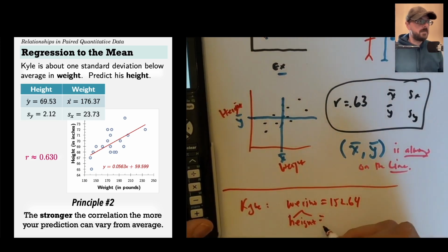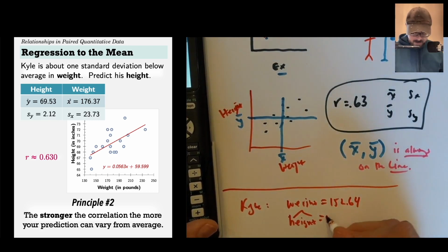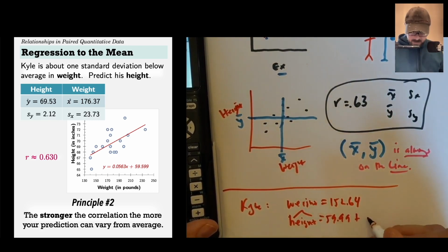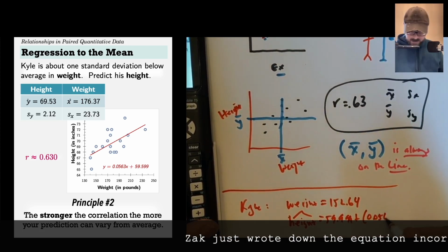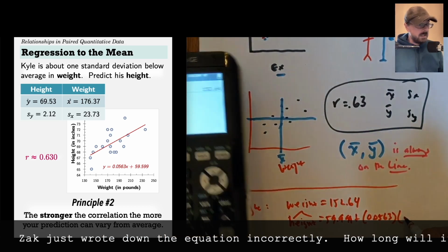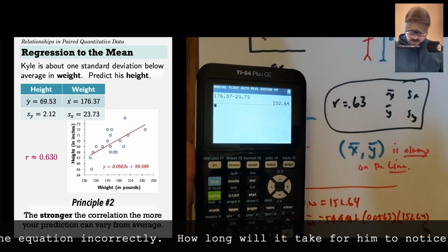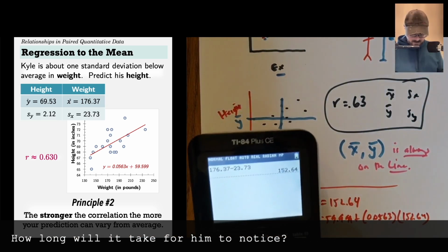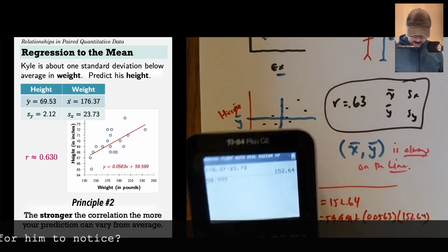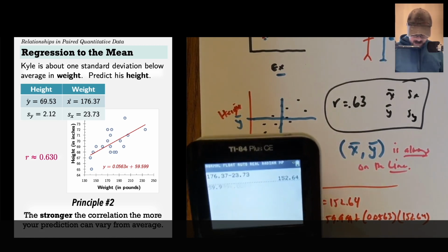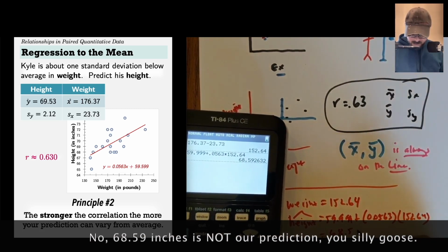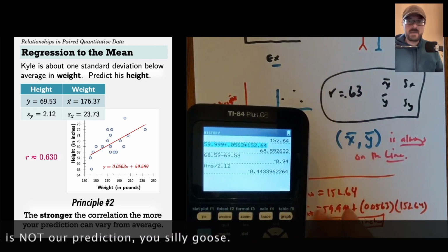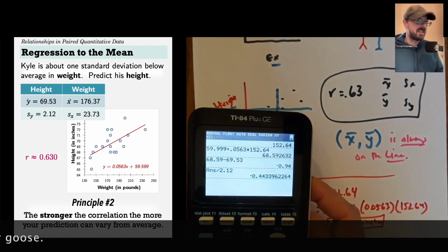Based on the line, I'm going to say that's 59.999 plus, missed a 9 there, plus 0.0563 times his actual weight, which was 152.64. So let's plug that in and see what we get. 59.999 plus 0.0563 times 152.64, and we get 68.59 inches. Just noticed I typed in something wrong when I was doing this. That answer isn't what I expected. I guess I gotta flip a marker.